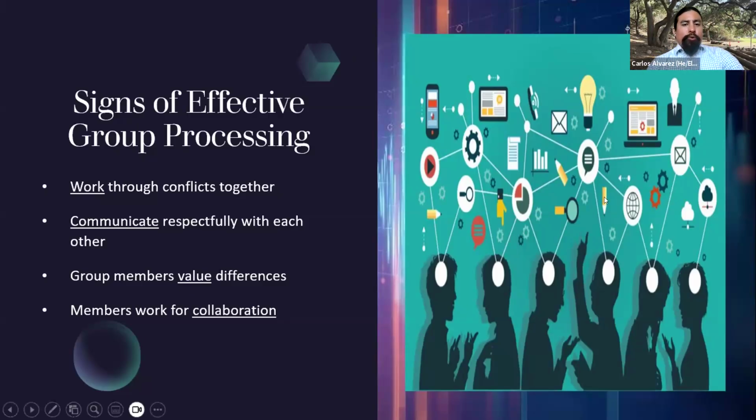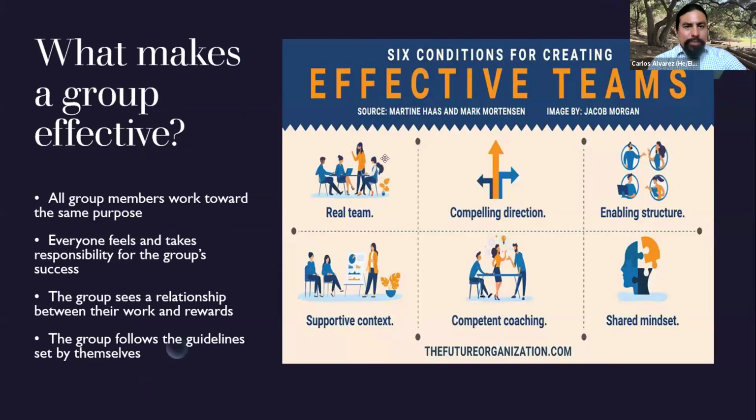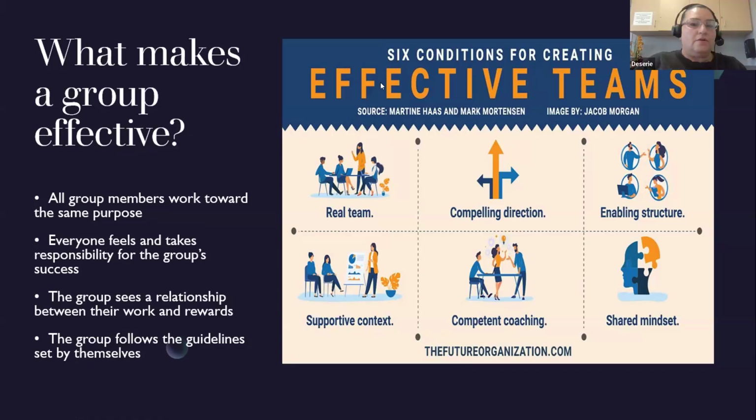Okay, cool. So along with group processing, let's talk about what makes an effective group. May someone please unmute themselves and read the information on the left, please? Thank you. I'll go. Okay. What makes a group effective? All group members work toward the same purpose. Everyone feels and takes responsibility for the group's success. The group sees a relationship between their work and rewards. The group follows the guidelines set by themselves. Boom. Thank you so much for that, Desiree.